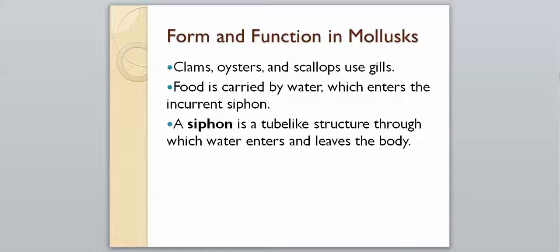And clams and oysters and scallops all use gills, and so their food is carried by water, which will enter through what's known as an incurrent siphon. Incurrent just means that it flows in, so they have two parts of the siphon, and it's just a tube-like structure through which water enters and leaves the body. So the siphon is a big characteristic of this group as well.